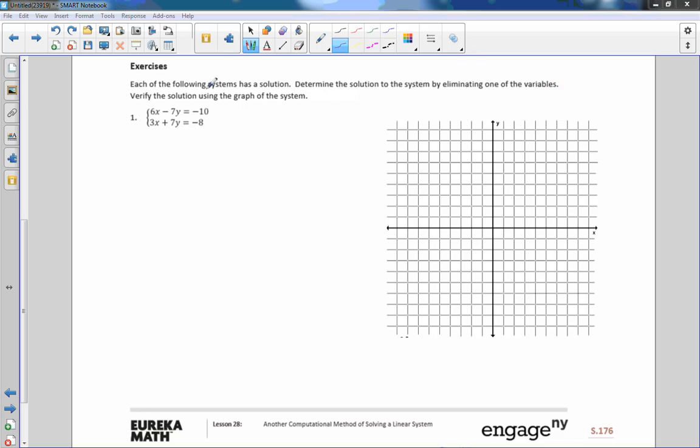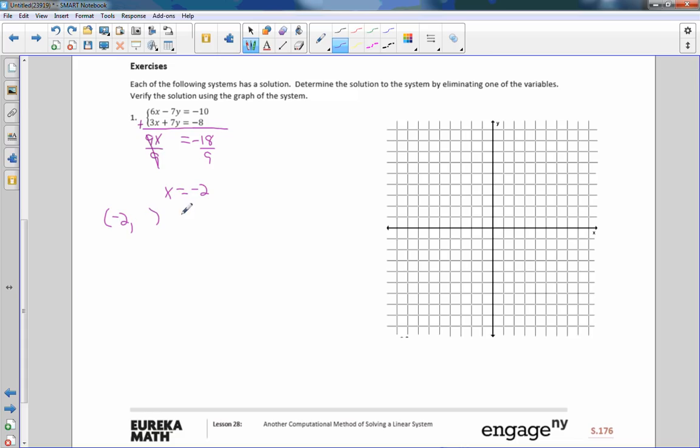So I'm going to take either value, it doesn't matter, I'll take the second one and plug in my x. So 3x, which is negative 2, plus 7y equals negative 8. Negative 6 plus 7y equals negative 8. Add 6, I get 7y equals negative 2. Divide both sides by 7, and I get y equals negative 2 over 7, 2 sevenths. Okay. So there we have it.